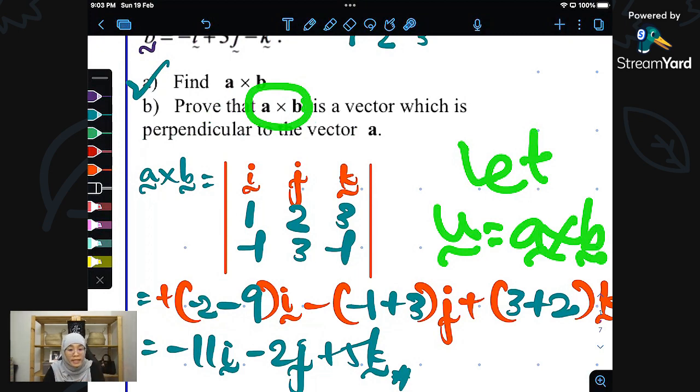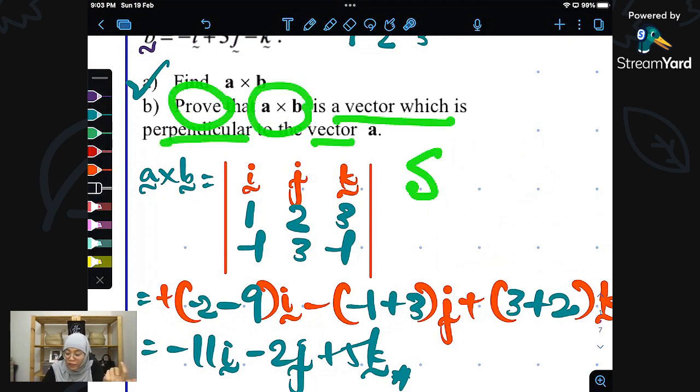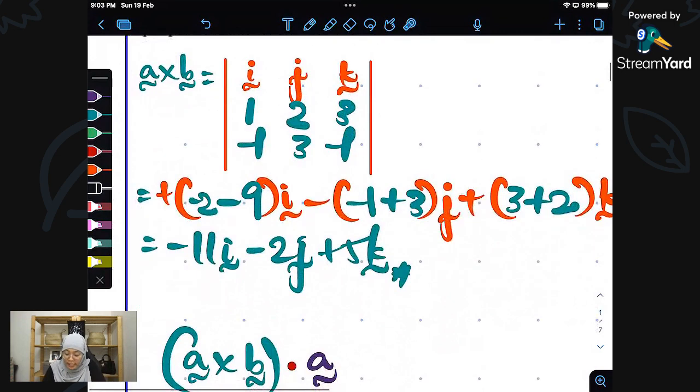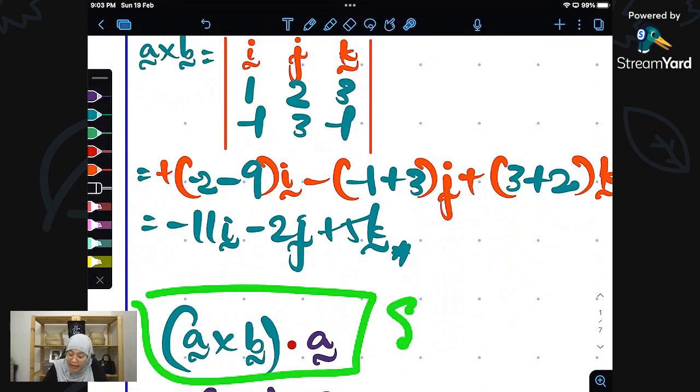If you do not want it, it's okay. You can leave it like that. You use the A cross B, which is a vector perpendicular to the vector A. So dia nak suruh proof. Proof ni bermaksud dia suruh show, you know. So dia suruh show. Jadi cara-caranya adalah menggunakan the scalar product.